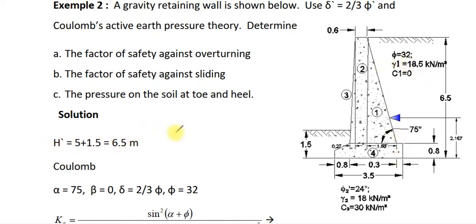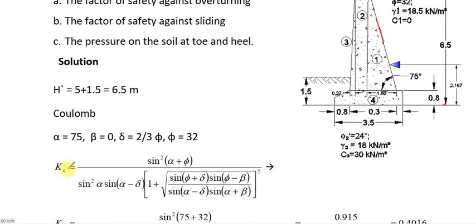Now start with the H. H is the height of the retaining wall, the total height of the retaining wall from the top of the retaining wall to the bottom of the base. Here the surface of the backfill is horizontal, and since there is a friction delta here between wall and soil, we have to use Coulomb active earth pressure theory.